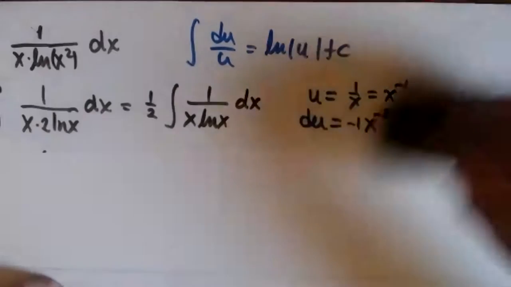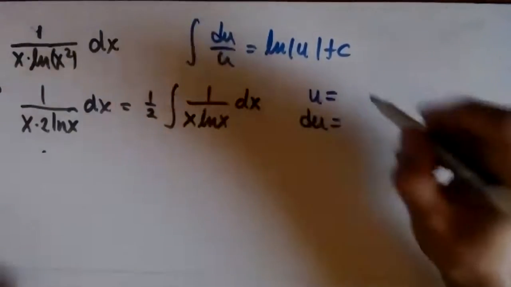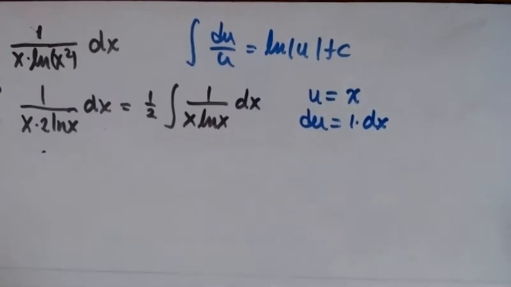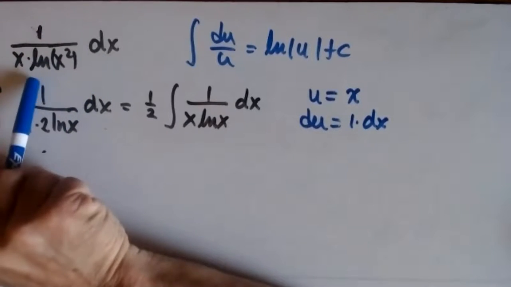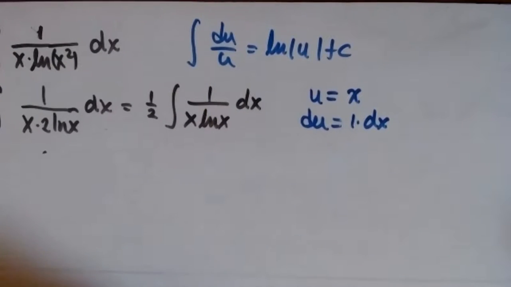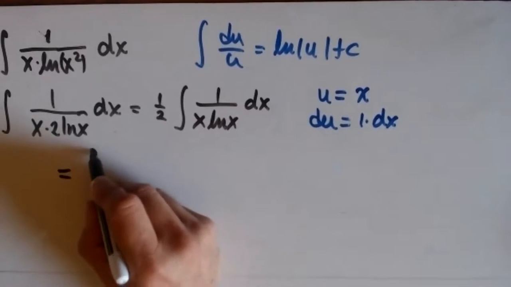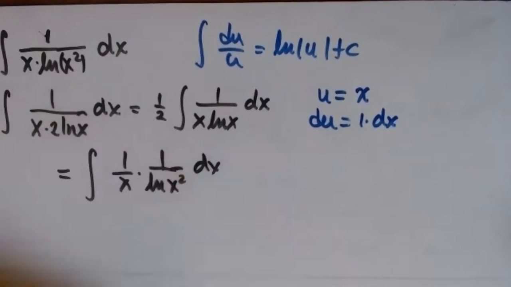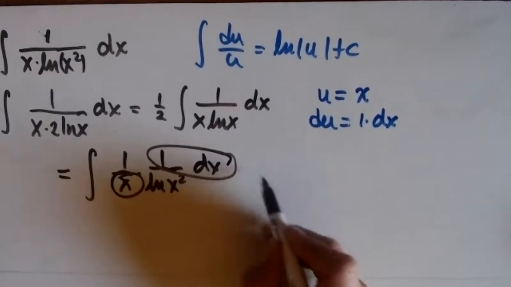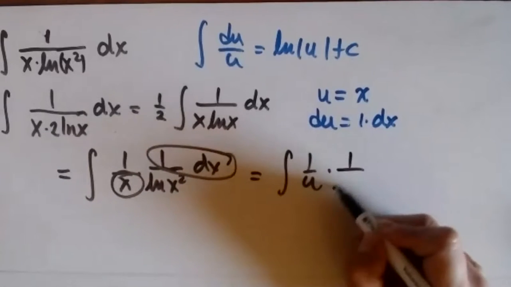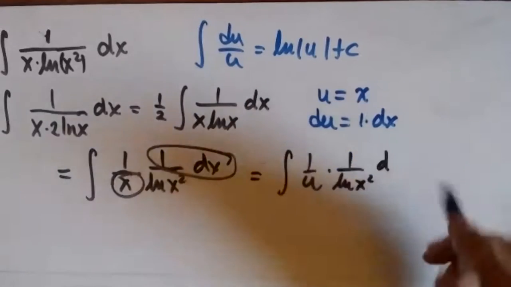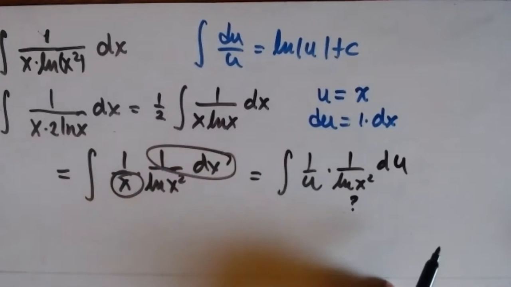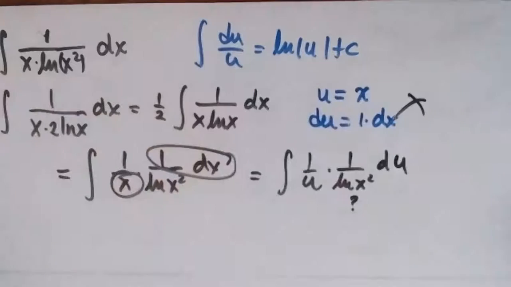Let's suppose you try the x. It's okay, I mess up. I put the x. Now, what is du? The derivative of x is 1 dx. I have here the 1 and dx, so I made this one. Then I have dx here, so I put the u. So possibly I'm tempted to do this: the integral of 1 over x times 1 over ln x squared dx. So I'm going to group these two. This is the u, so I'm going to have 1 over u times 1 over ln x squared du. What do I do with this one? How can I remove this one? It's impossible. So this is not a good choice either, right?